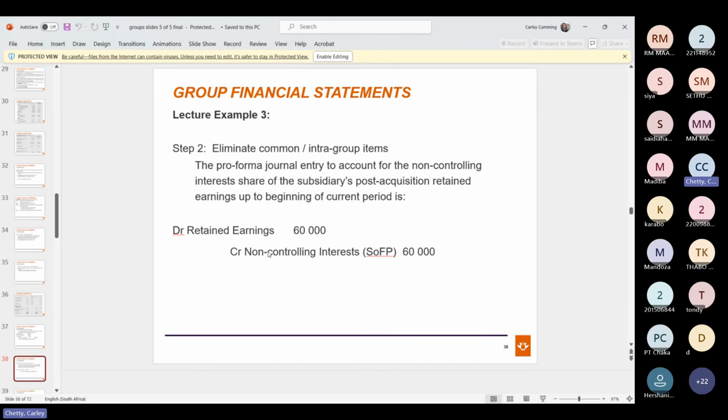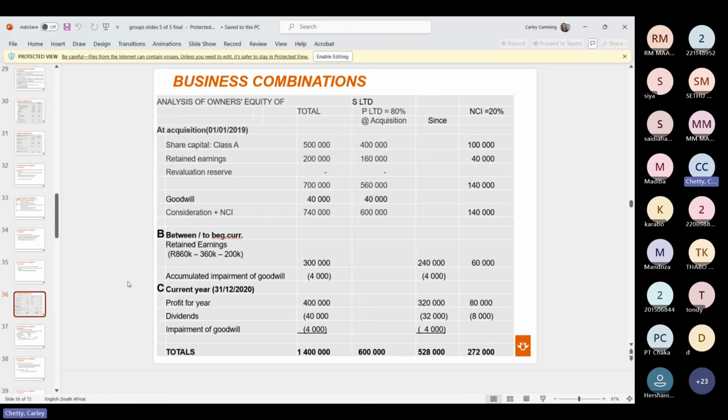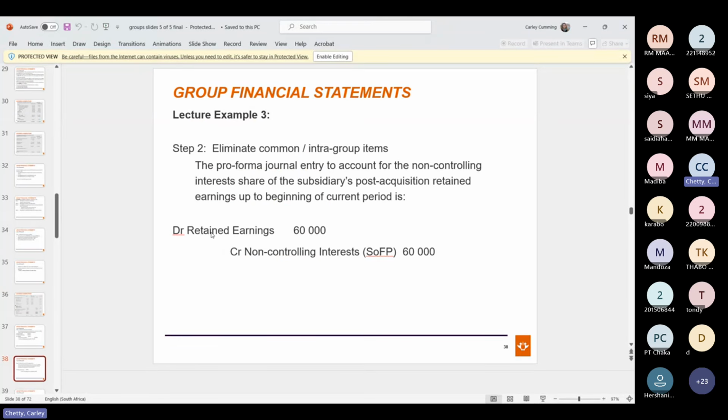Then we are going to do the pro forma journal entries to give the non-controlling interest their share of the subsidiary's post-acquisition retained earnings up to the beginning of the current period. So they're talking about Part B. If we go to Part B, the post-acquisition profits from acquisition up to the beginning of the current period resulted in the non-controlling interest getting 60,000 rand. So we are simply showing that journal entry. We are saying debit retained earnings 60,000 because this relates to profit before the current year, which is why we are debiting retained earnings, and we are crediting non-controlling interest with 60,000.